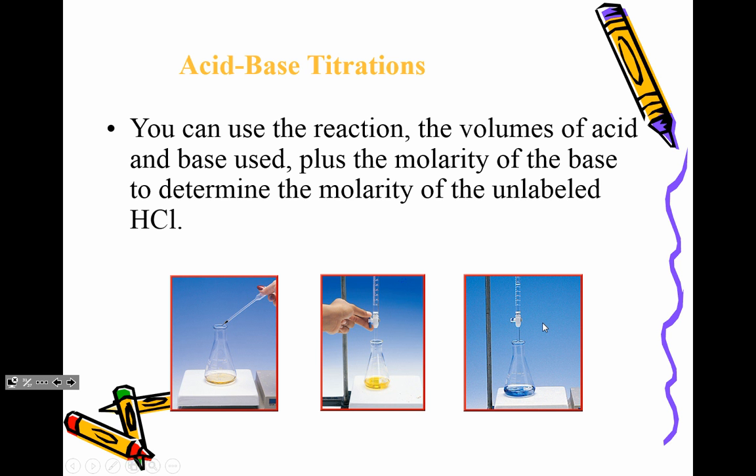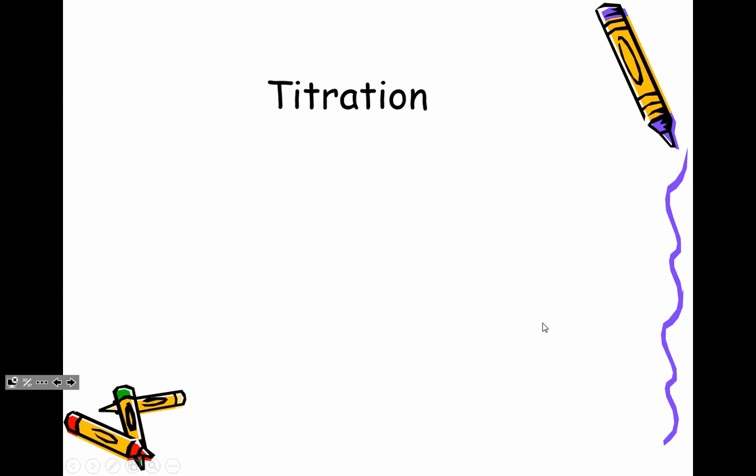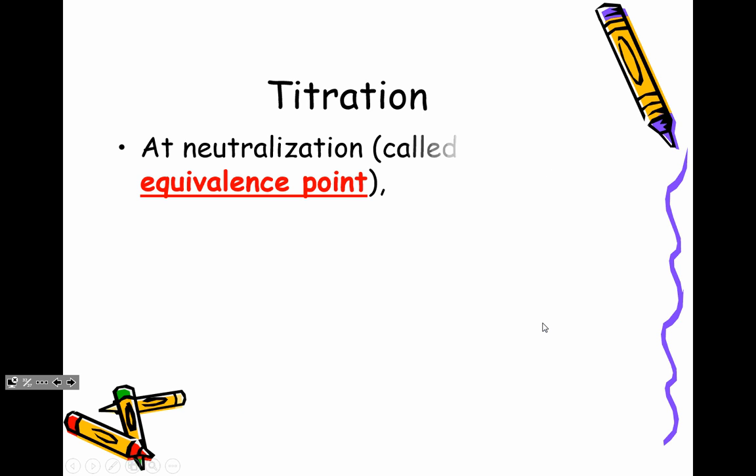We can measure how much acid we put in the flask, and after we're done with titration and stop, we can find out the volume of the base that was dispensed. And we can use that to determine the molarity of the unlabeled acid. In the lab, we're going to be using vinegar. In this situation, we're talking about HCl because it was HCl being neutralized with NaOH.